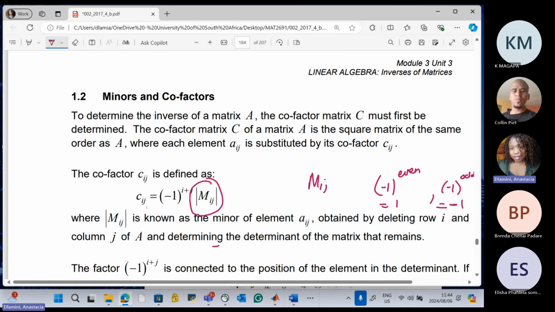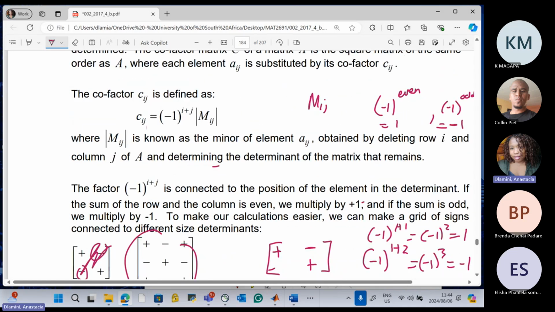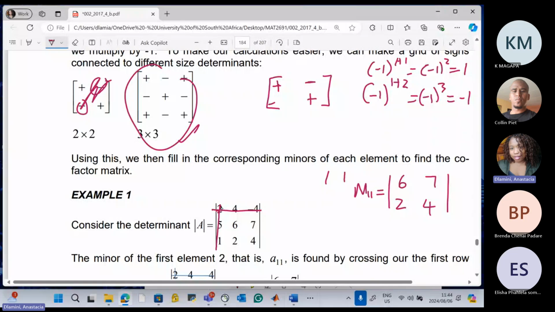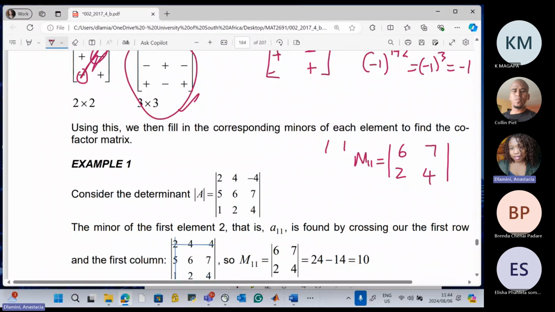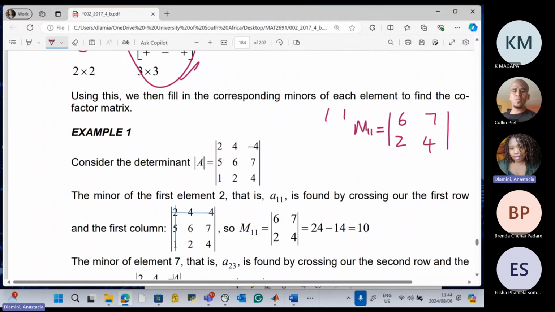Now, to find C1, okay, let's not do that. Let's do the minors first. Now they want you to find the minor of 7. Where's 7? Tell me where's 7 first. It's in the position of 7.